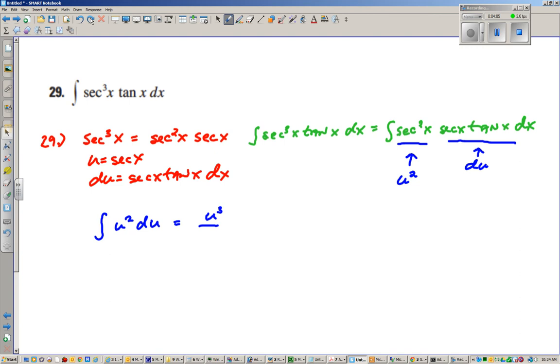So that antiderivative is going to be u cubed over 3 plus c. And then, as you know, the original problem wasn't written in u, so I need to back substitute, if you will. So remember, u is secant. So it's going to be sec cubed x over 3 plus c, and that's our final answer for number 29. Let's take a look at number 31.